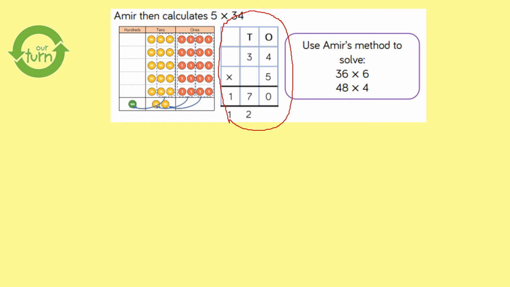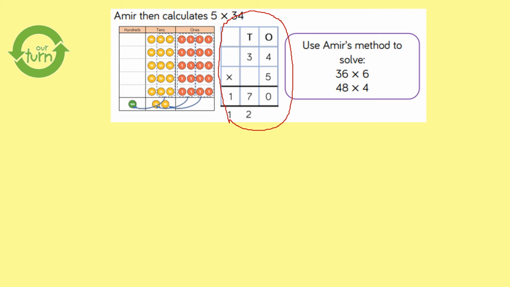times table question. So Amir has firstly done 4 times 5. Now we know that that is 20. So he's written the 2 in the tens column and he's done a 0 in the ones column because that is 20 altogether. In the tens column, Amir has done 3 times 5, which we know is 15. We need to remember to add that 2 though, and 15 add 2 is 17.